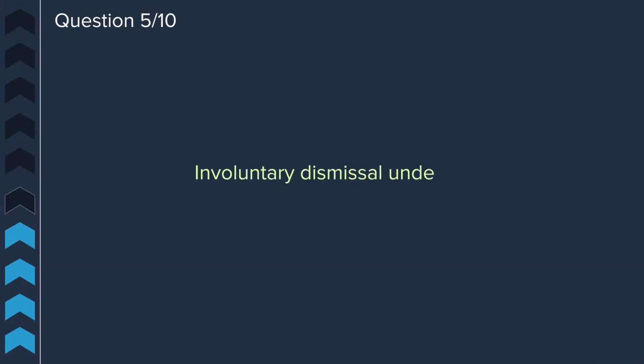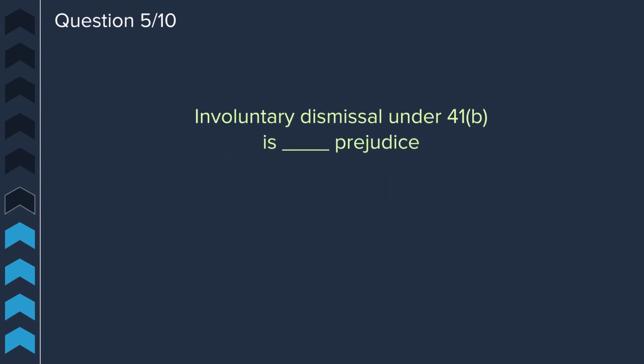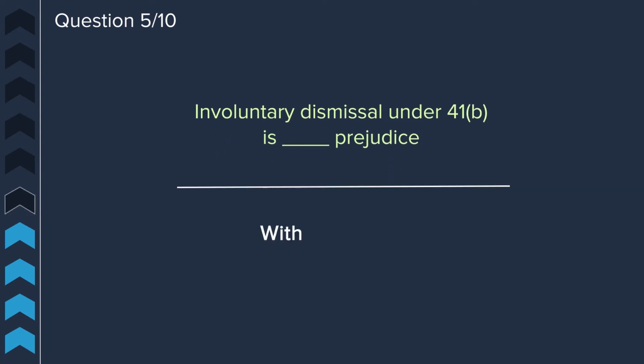Question 5. An involuntary dismissal under Rule 41(b) is considered with or without prejudice? The correct answer is an involuntary dismissal under Rule 41(b) is considered with prejudice.